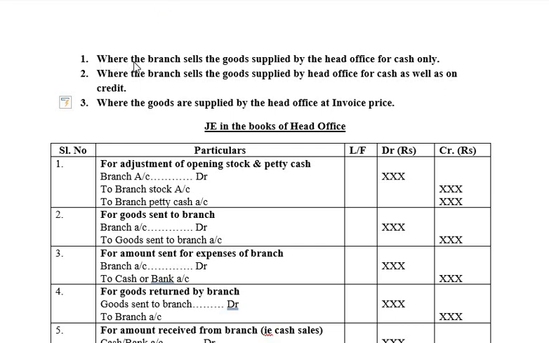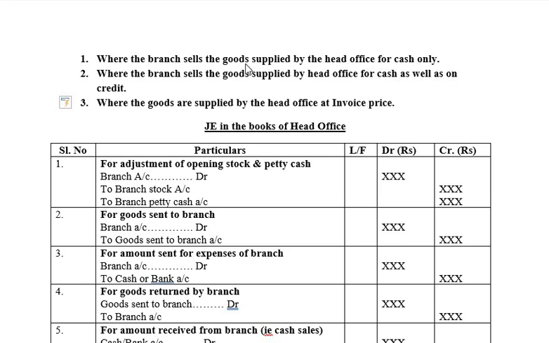Now here, the branch is allowed to sell the goods supplied by the head office for cash. Second is where the branch sells the goods supplied by the head office for cash as well as credit. And third one, where the goods are supplied by the head office at invoice price. So there are three ways.